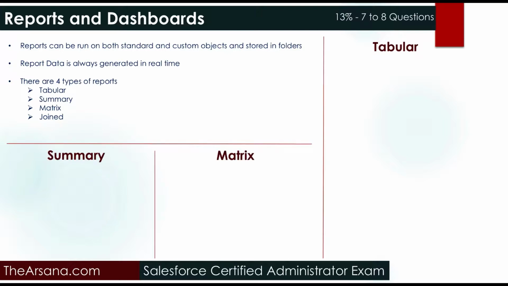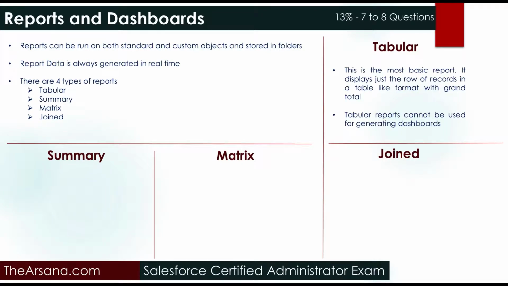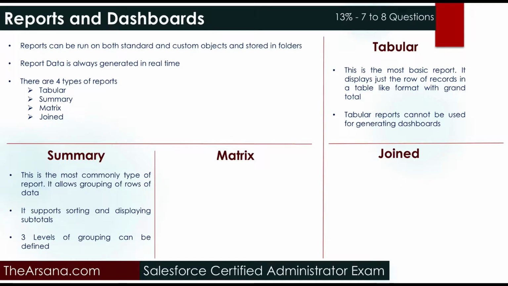So you see tabular is like an Excel sheet. This is the most basic report, and it displays just the rows of the records in a table like format with grand total. And you cannot create a dashboard out of tabular reports. Summary is the grouping of row label. So you can group the row label in summary, and you can also create the dashboard from summary. So 3 levels of groupings can be defined in the summary report.